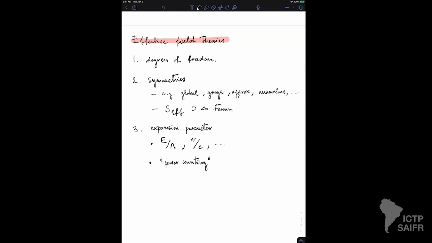So there was a first question, Riccardo, asking whether you're going to discuss the Warsaw and Silh basis in the standard model effective field theory.